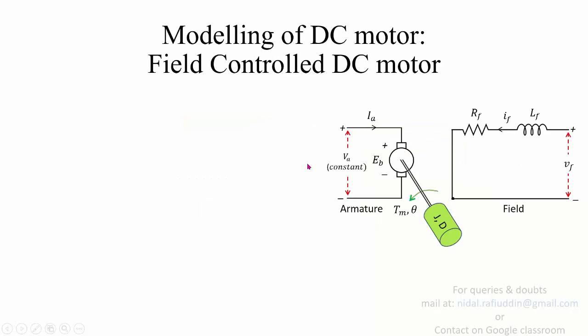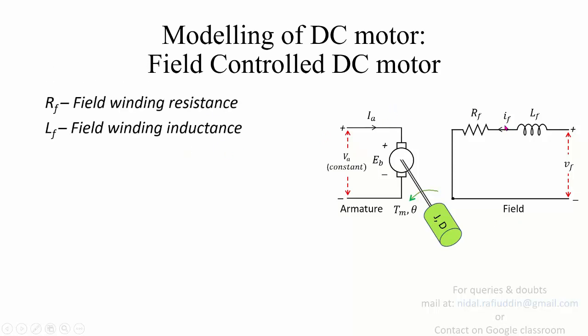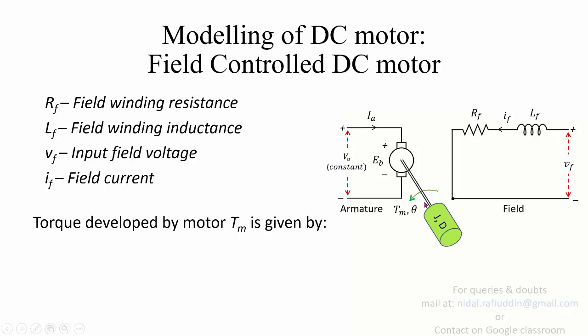Now we talk about the modeling when the field side is being controlled. We have certain elements here: Rf is the field winding resistance, Lf is the field winding inductance, Vf is the input field voltage, and If is the field current. All other variables were discussed yesterday. The torque developed by this motor, Tm, is given by the expression we studied yesterday: Kf, Ka, If, Ia, where If is the field current and Ia is the armature current.